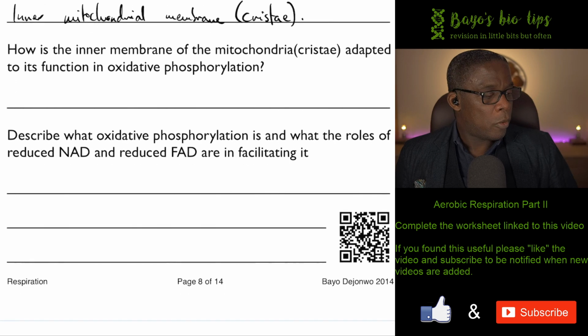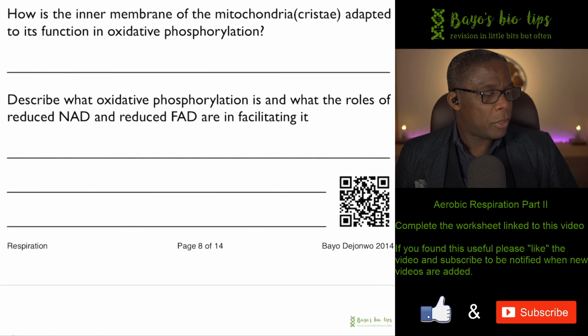How is the inner membrane of the mitochondria, or cristae, adapted to its function in oxidative phosphorylation? So it's folded to increase the surface area.